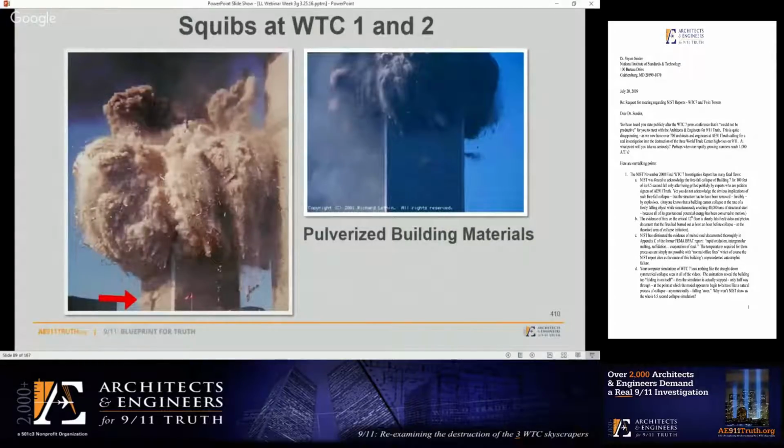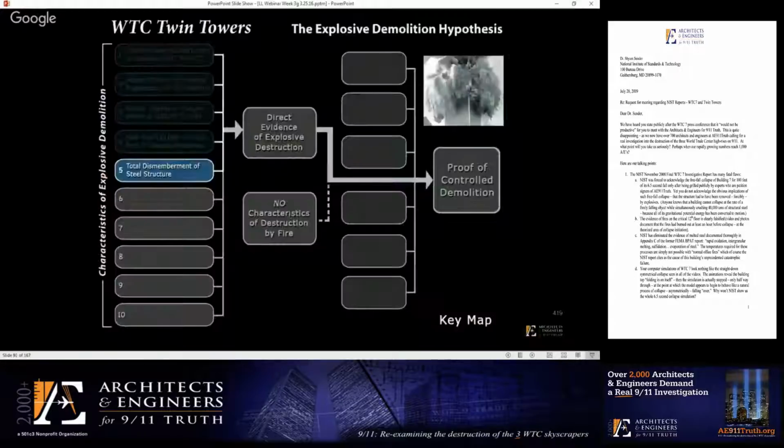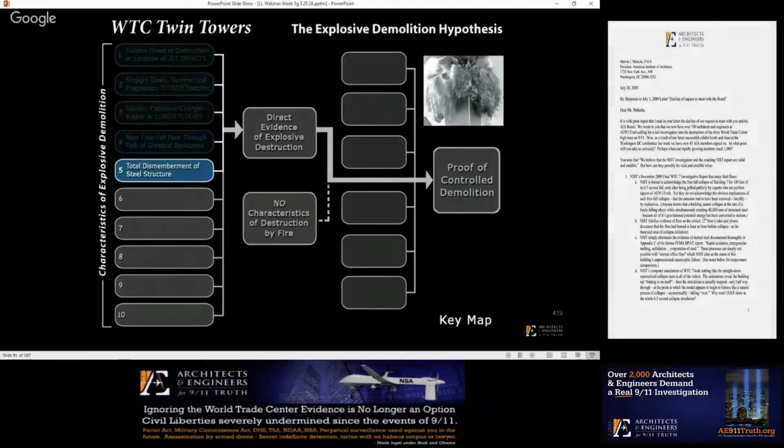So, and again, you can see the pulverized building solids in these isolated explosive ejections. And what's happening to the structure itself? Is it totally dismembered, which is the object of a controlled demolition? So you can pack it, load it, ship it away.